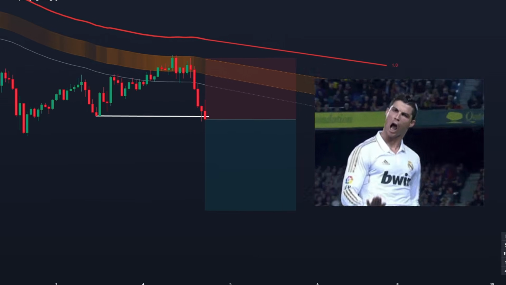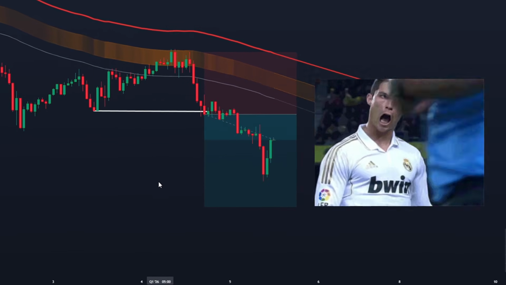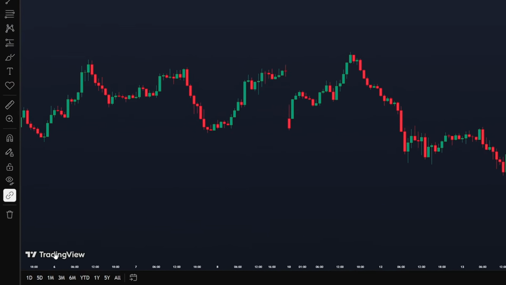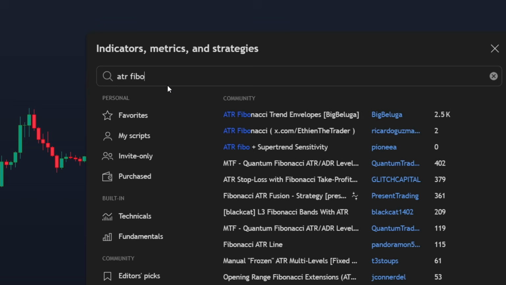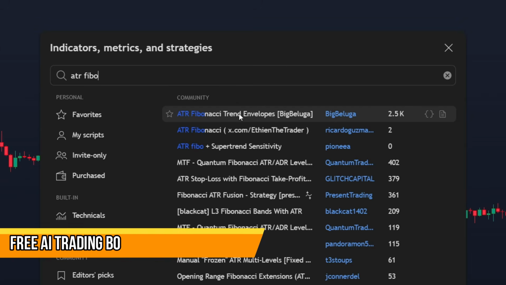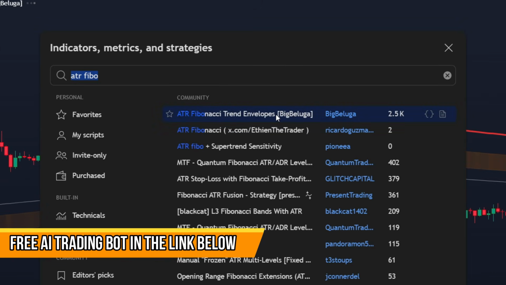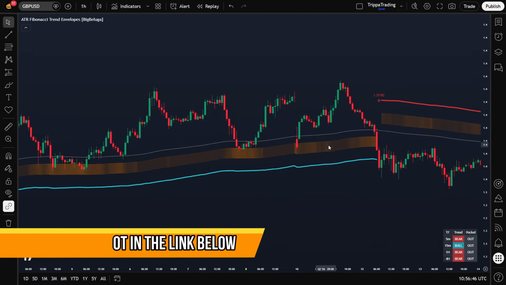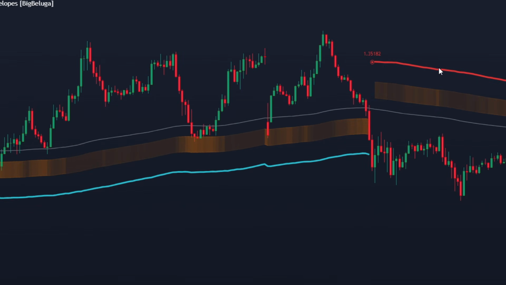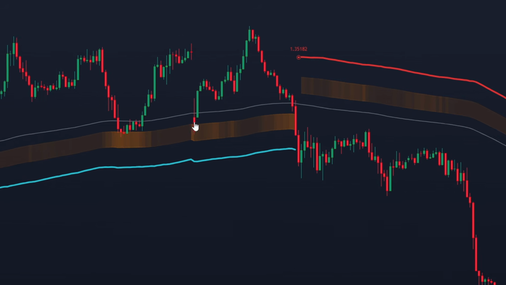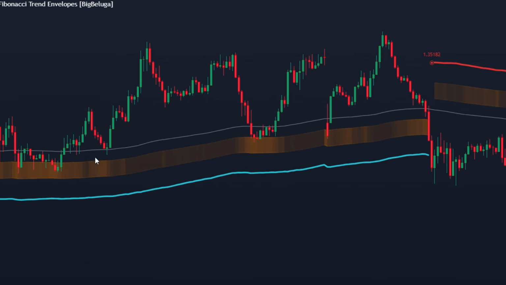Let me show you how you can use this indicator to open easy and profitable trades. So I'm on TradingView. Go to Indicators and search for ATR Fibonacci Trend Envelopes by Big Beluga. Add it to the chart. This indicator can help you do two things very clearly. First, it helps you understand trend direction. Second, it gives you a clean pullback zone where you can start looking for high probability entries.